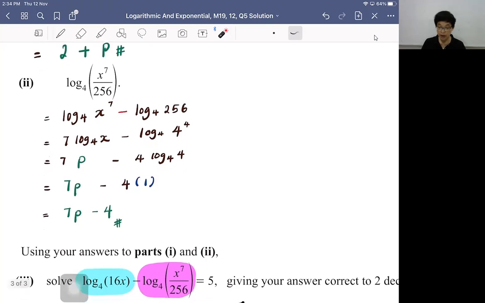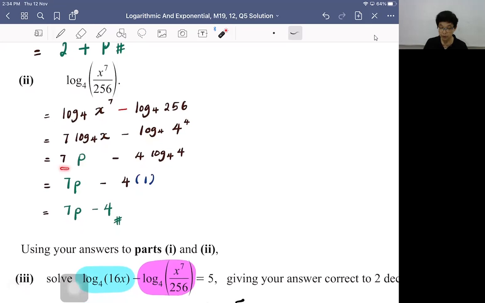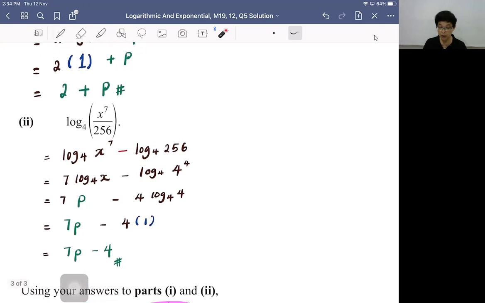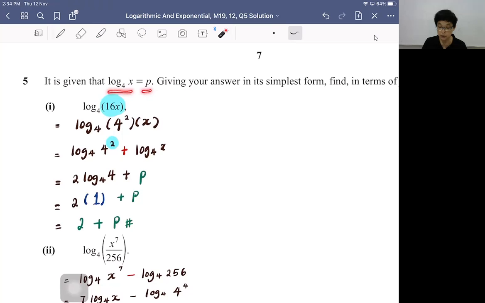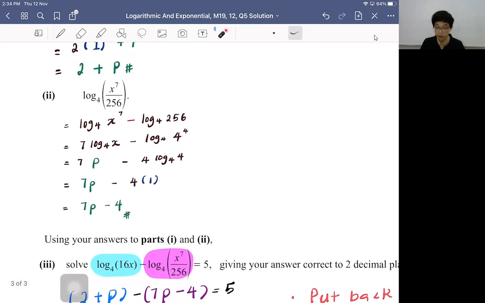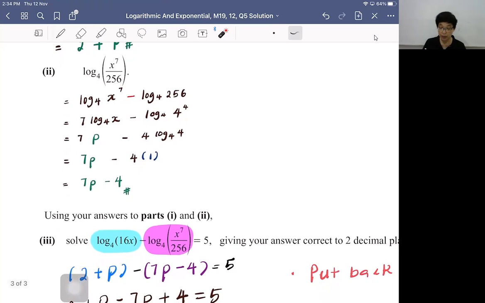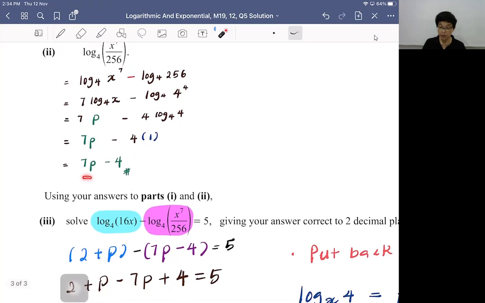Then as the next statement, we have obtained 7p as such. Why do we know it's 7p? Yes, this was given to us, log_4 x. In the question given, log_4 x equals p. That's how we're going to move on. Here we go, log_4 4 has now become equal to 1. Then without much difficulty, that's how we get 7p minus 4. And that concludes section number 2.